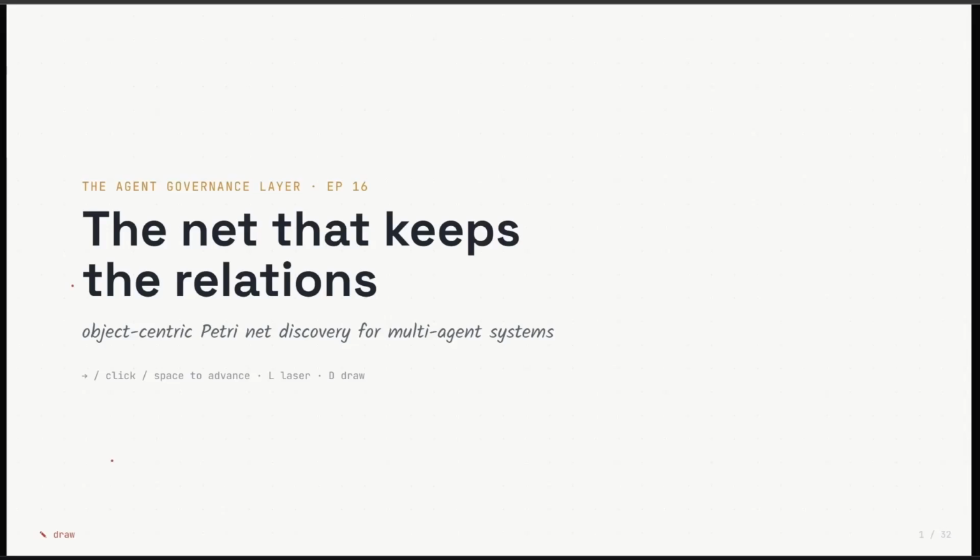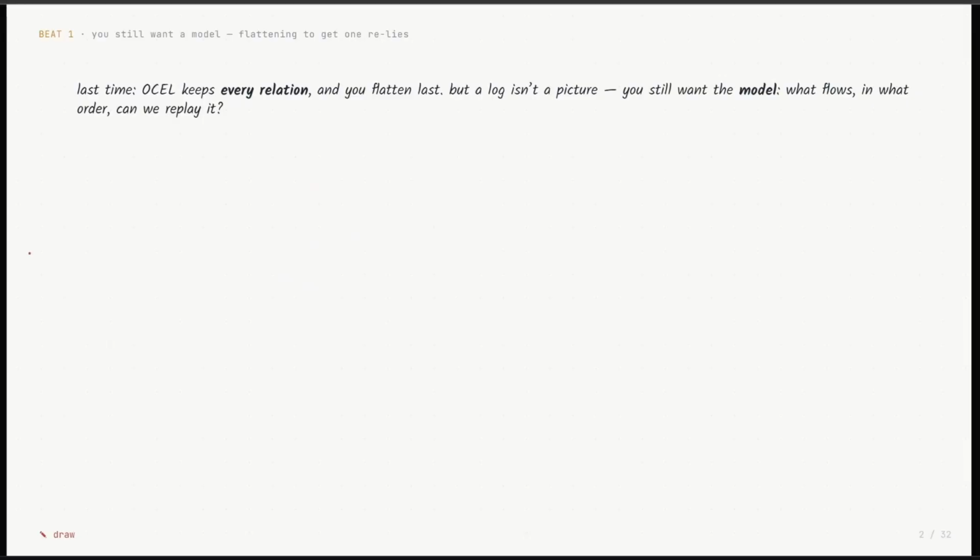Today's episode is called The Net That Keeps the Relations, Object-Centric Petri Net Discovery for Multi-Agent Systems. So last episode, we were speaking about how object-centric event logs keep every relation. And the rule that we set is that we would have to flatten last.